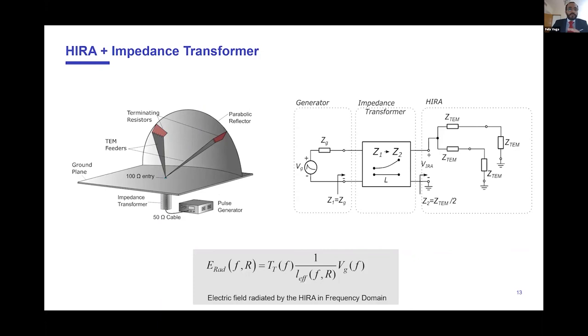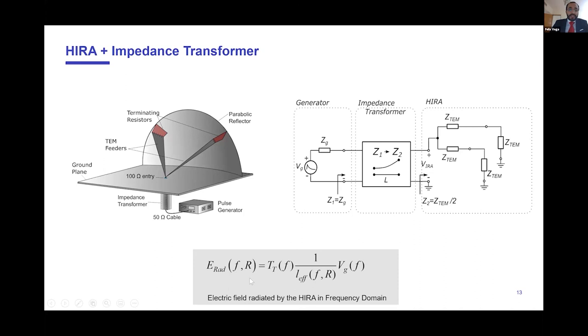So basically, what is done in this case is that you have your pulse generator, you have an impedance transformer, and here you have your 50 ohms entry, and you have this circuit on the right where you have your generator, an impedance transformer that slowly increases from 50 to 100 ohms, and the half IRA can be represented by these two transmission lines, which are each one the TEM feeders, and at the end, very important, you have these terminating resistors that are supposed to trap the wave after radiation. This is basically the state of the art.